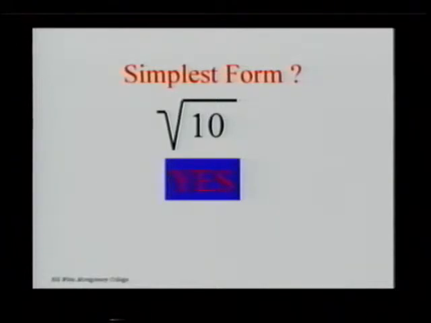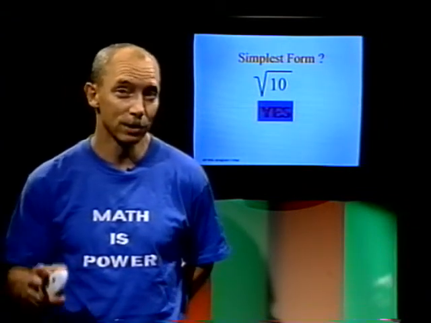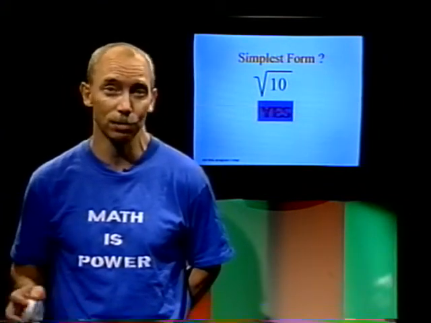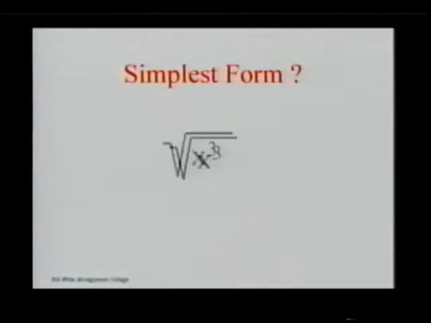Actually, it is, because I can't think of any factor of 10, you say 2 and 5, but neither of those is a perfect square. So this is already in simplest form. Okay?